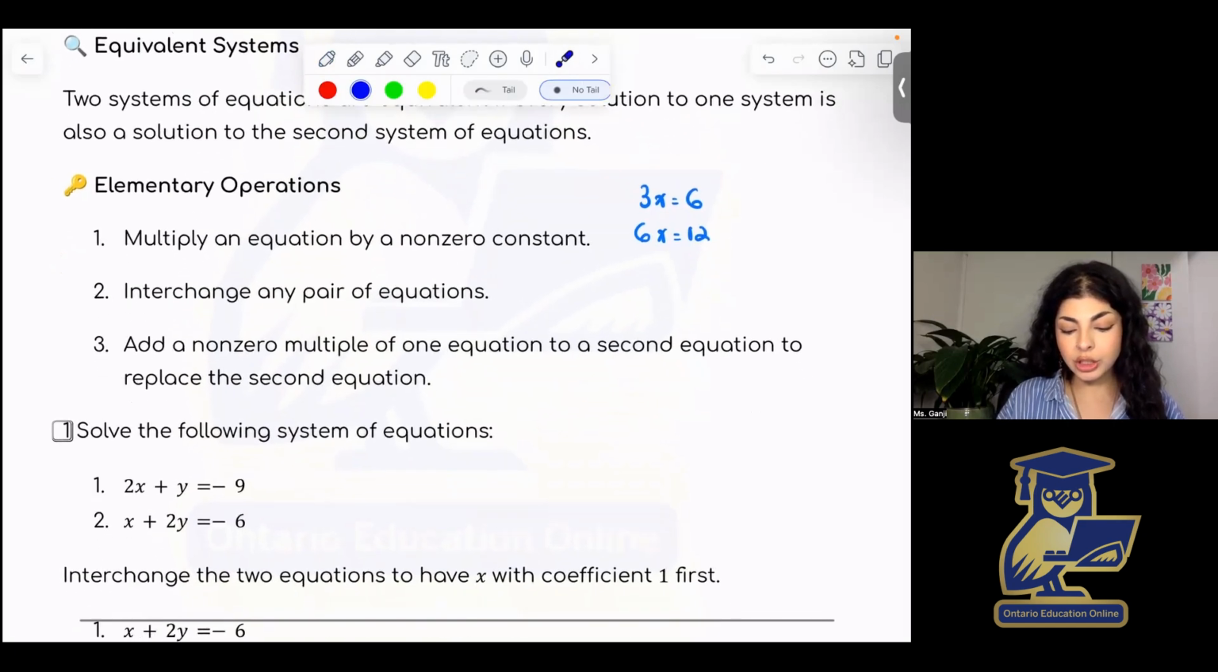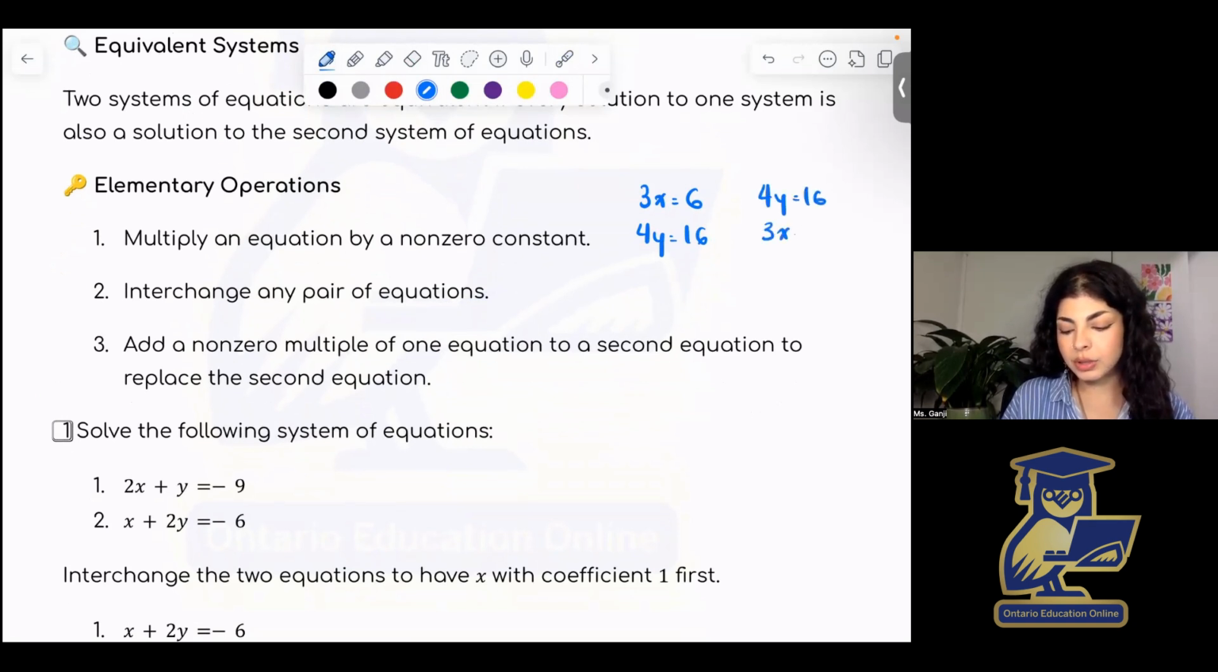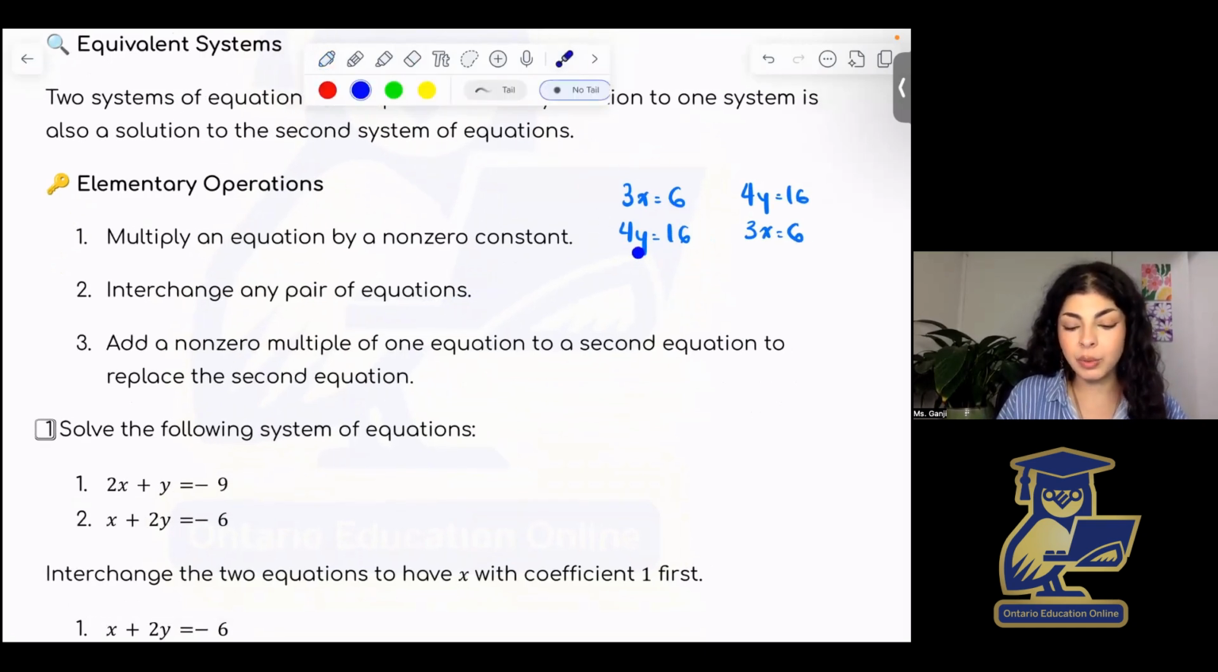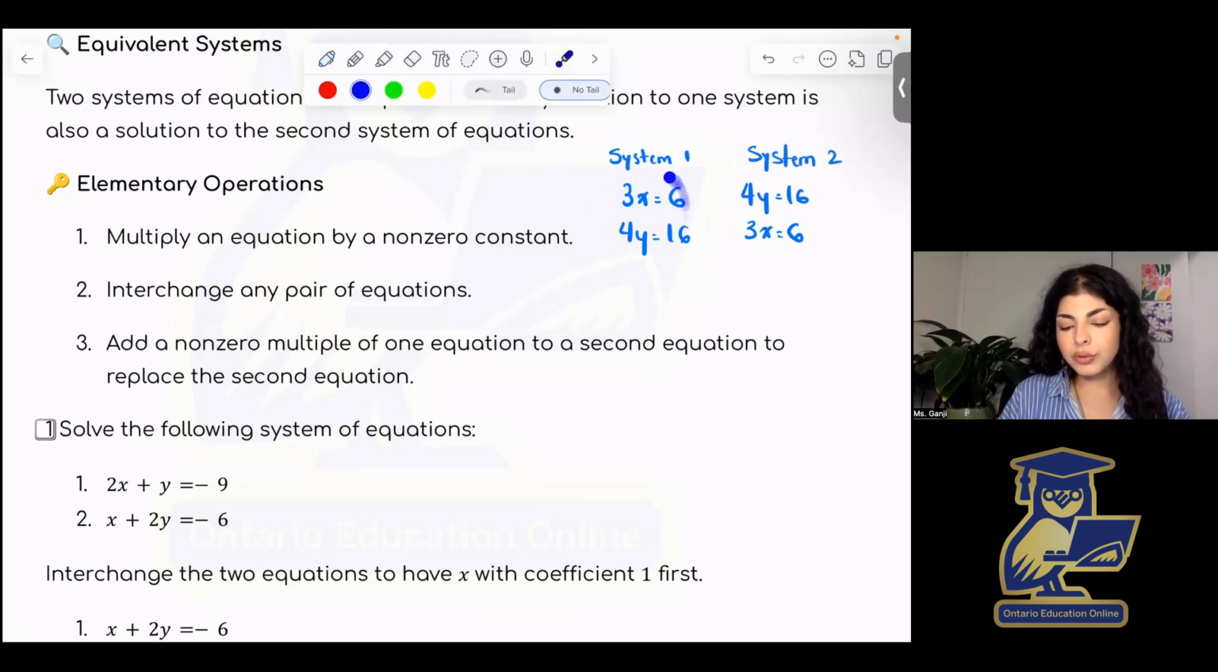You can also interchange any pair of equations. Let's say here I have 3x is equal to 6, and then I have 4y is equal to 16. If I change the order of these and write it as 4y is equal to 16 and 3x is equal to 6, the solutions to x and y that satisfy this system of equations, so this one is system 1, and this one is system 2, then all the solutions for this system are also solutions to this system. Changing the order doesn't actually change your solutions.